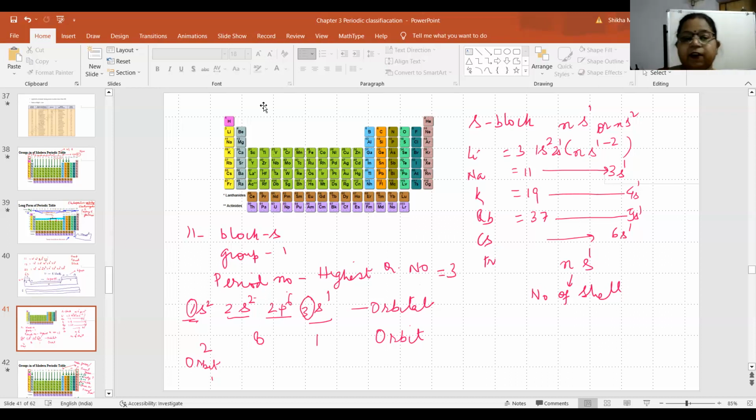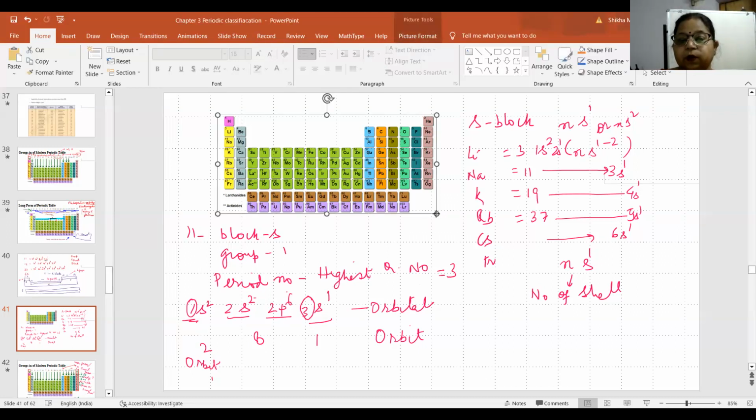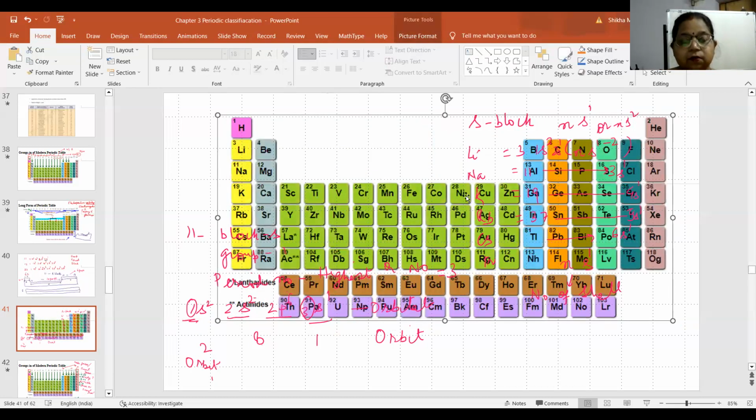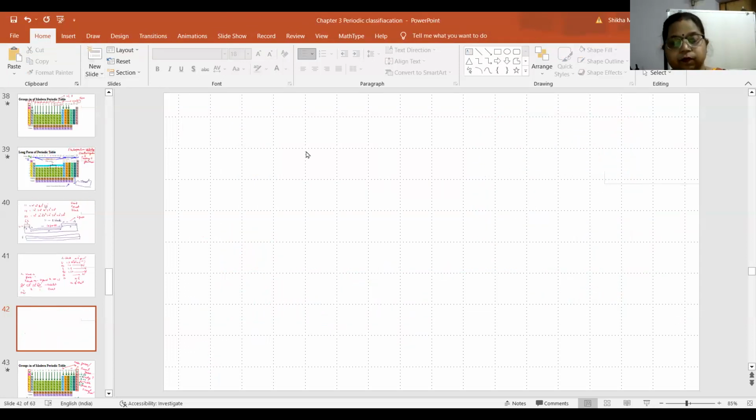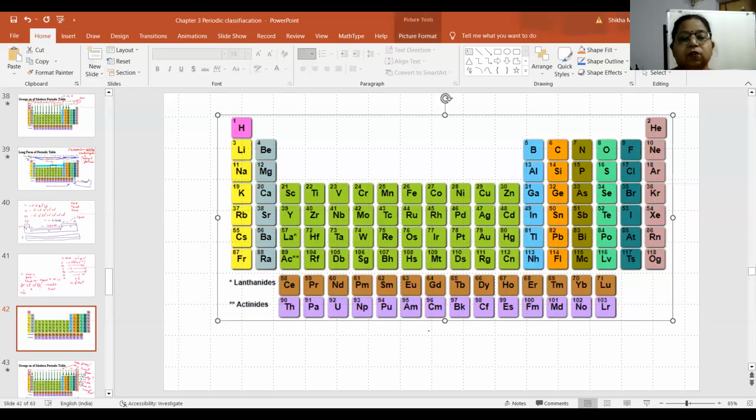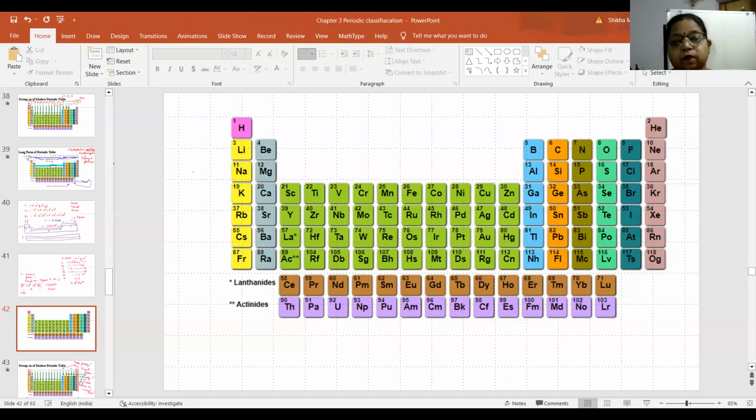If I enlarge this periodic table on the screen, or place it on another slide, here you can see where sodium is. This is S block, this is group 1. This is period 1, period 2, and period 3. You have correctly identified its position in the modern periodic table. Is it clear to everyone?